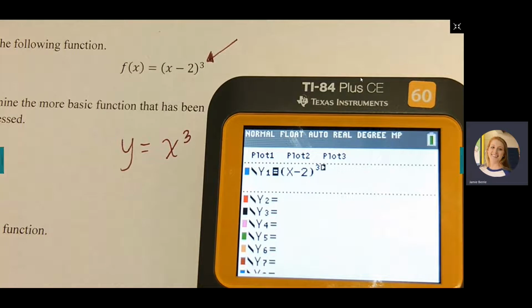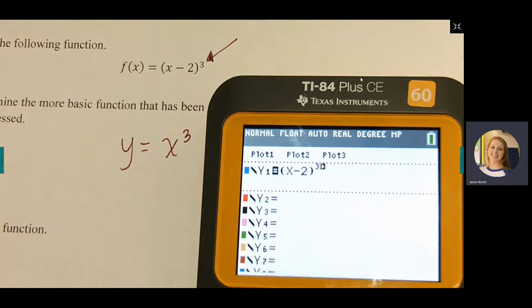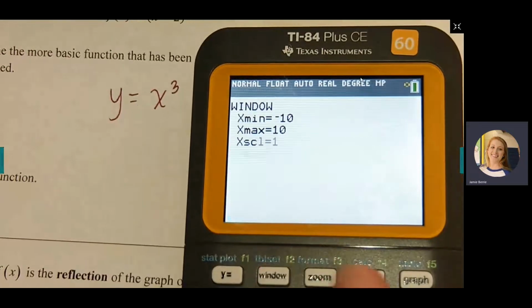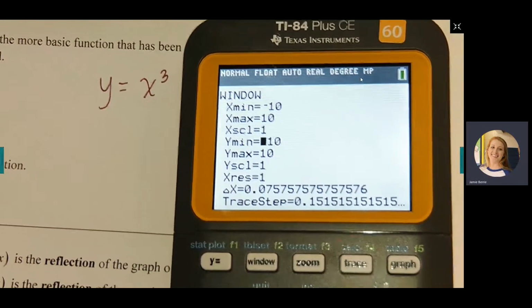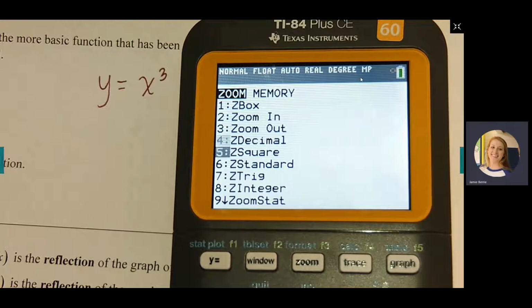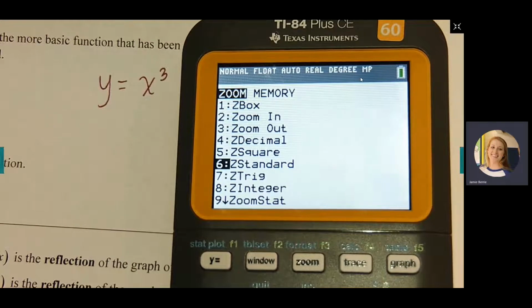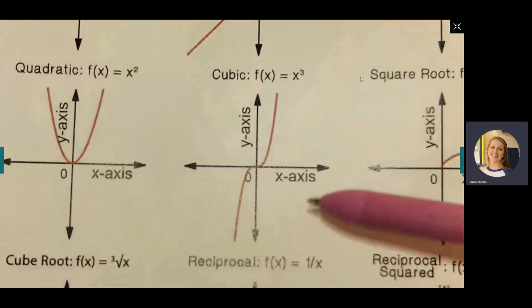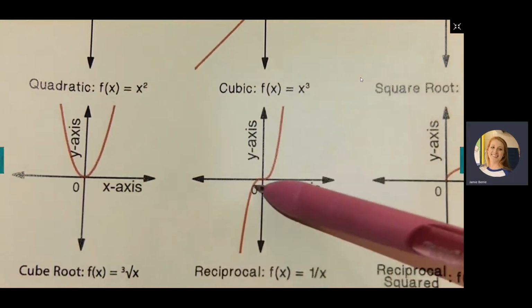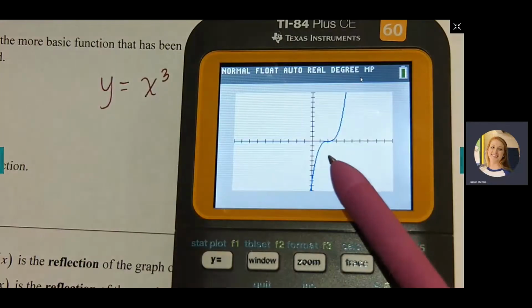Make sure you're in the standard window, like -10 to 10. So I'm just going to go window. Everything looks fine here. If you're not in that -10 to 10 window, just go to zoom and then zoom standard, which is 6. And there we go. You can see it looks just like that cubic function from this sheet. And instead of going through the origin, you can see it's been shifted to the right 2 units.